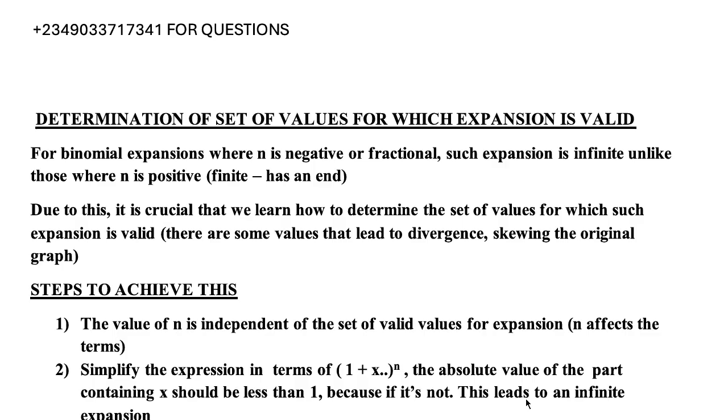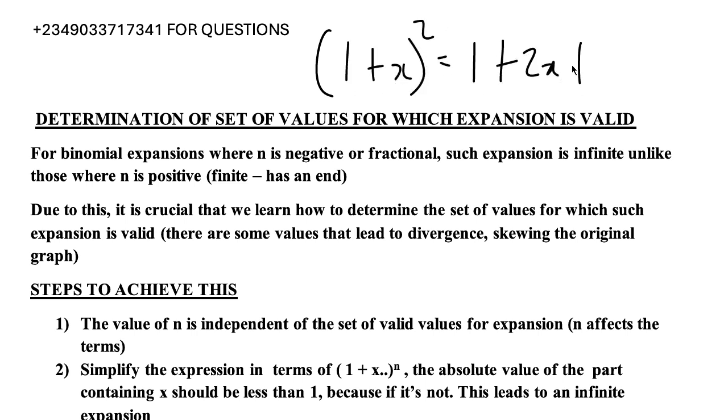So what are those values that give us the set of values for which the expansion is valid? Looking at the screen, for binomial expansions where n is negative or fractional, such expansions are infinite, unlike those where n is positive. Just like in part 1 we looked at positive n. If you expand 1 plus x all squared, what is it going to give you? 1 plus 2x plus x squared. It has an end, right? Because this n is positive, but as it's negative, it's not terminating, it's going to infinity, right?